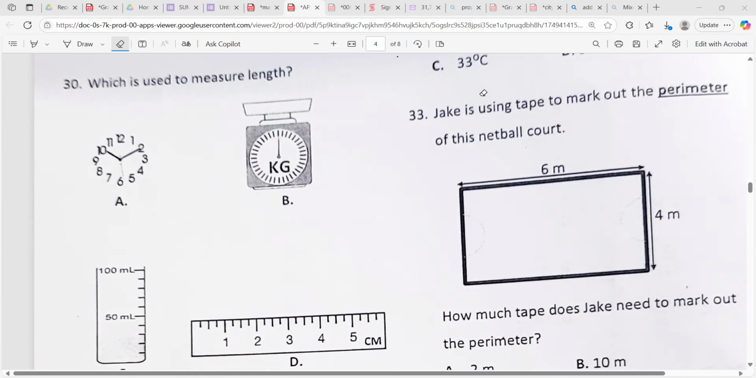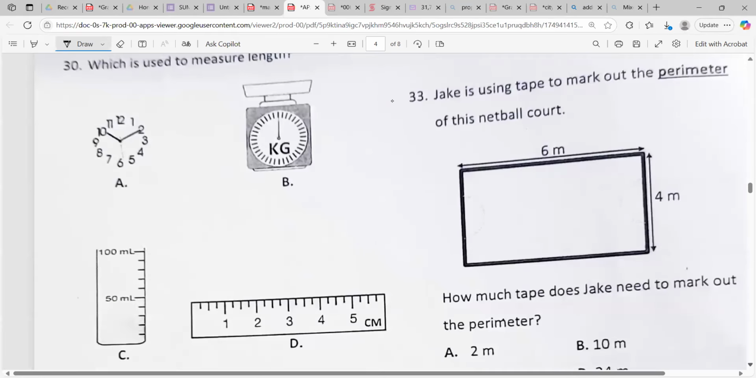The question said, which is used to measure length? A clock does not measure length, and the scale is used to measure kilograms or grams. A container is used to measure liters or ml, and a ruler is used to measure length. So my answer is D.